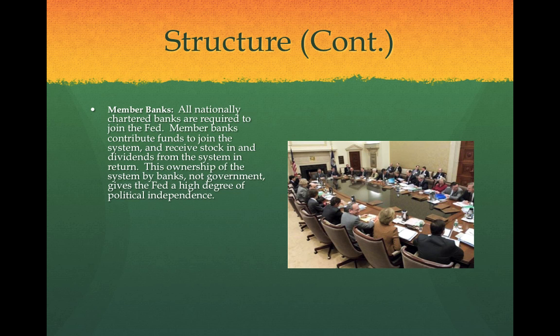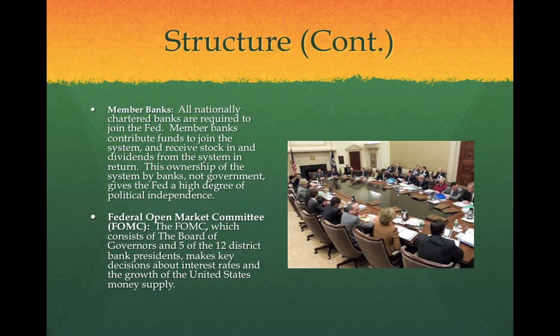And this is important to keep political people who may not understand this system very well from basically enacting some extreme policy which could ruin the economy. And the Federal Open Market Committee, or FOMC, consists of the Board of Governors and 5 of the 12 district bank presidents, and this makes key economic decisions about interest rates and the growth of the U.S. money supply. Okay, so the 5 most populated or powerful districts make the majority of the decisions.